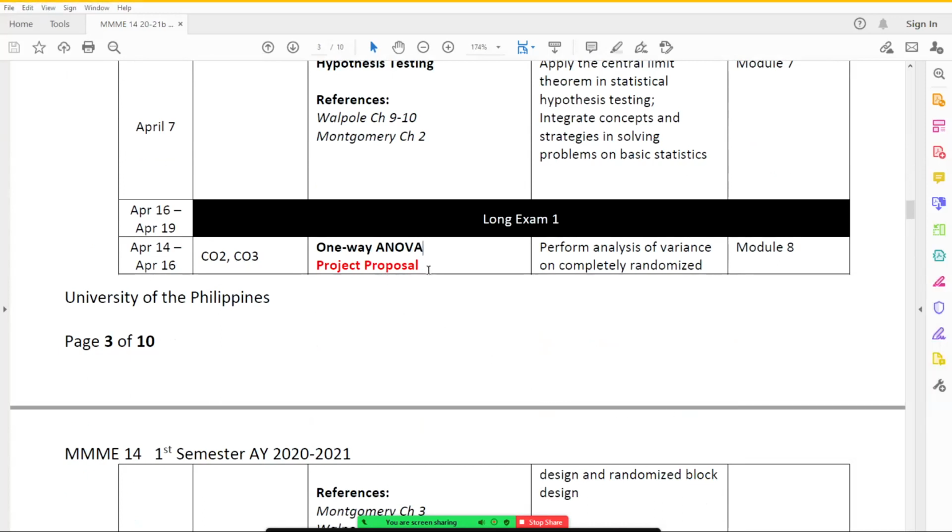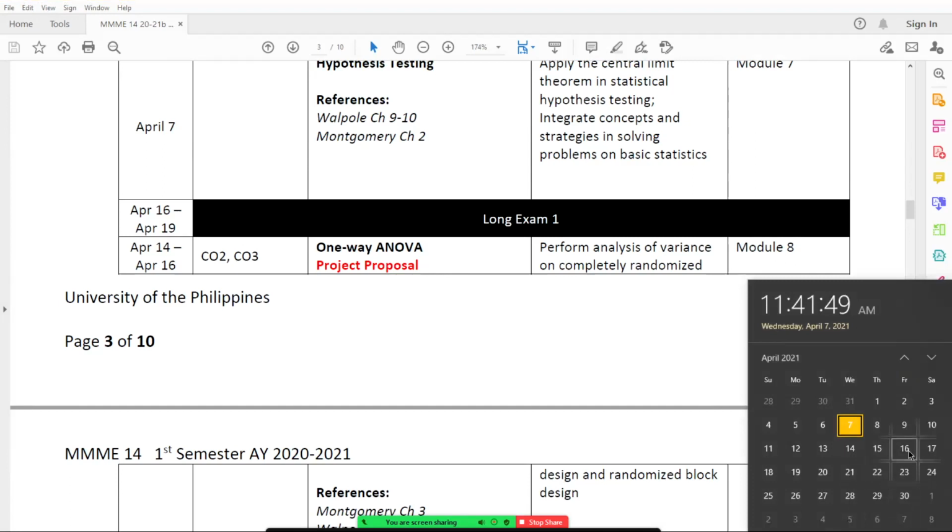So pag-usapan nyo lang sa group nyo, isip kayo ng mga 3 topics na interested kayo, tapos i-weigh natin yung pros and cons per topic kung ano yung maganda. Okay? So, sir, yung ganap lang po next week po is yung exam po. Wait lang. Exam is 16 to 19.